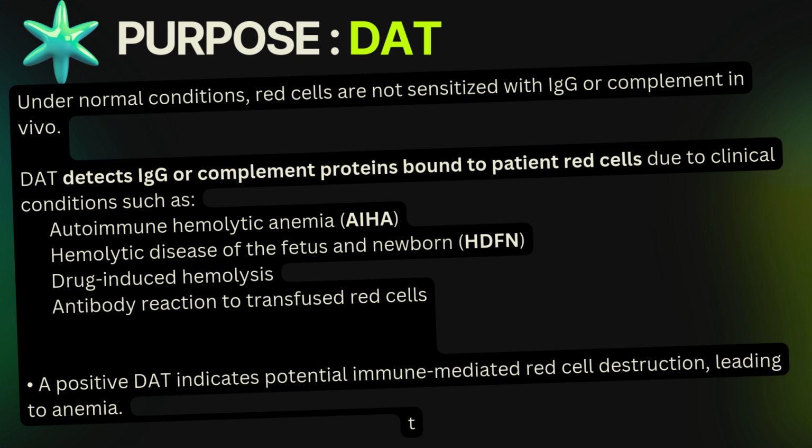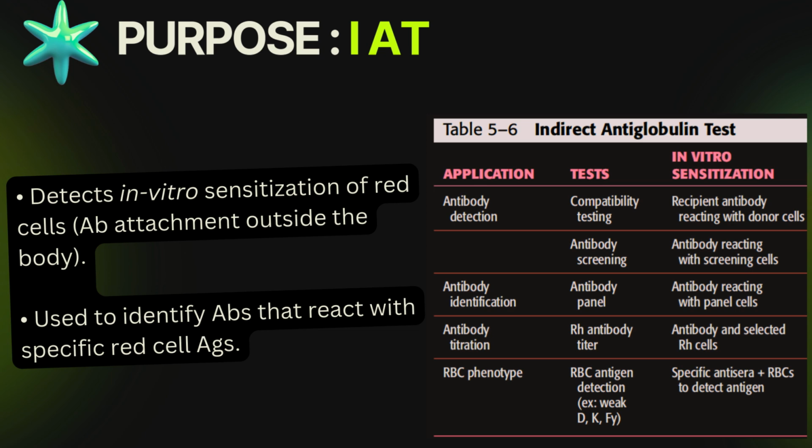These conditions include autoimmune hemolytic anemia, hemolytic disease of the fetus and newborn, and antibody reactions to transfused red cells. A positive DAT result suggests that there might be immune-mediated destruction of red cells leading to anemia. So yeah, that's it, guys.